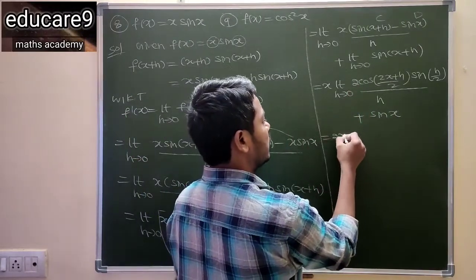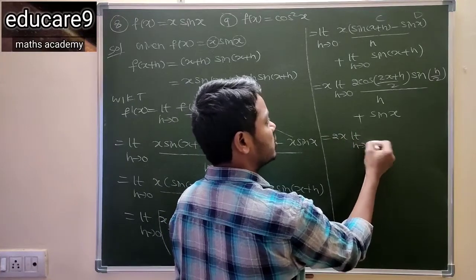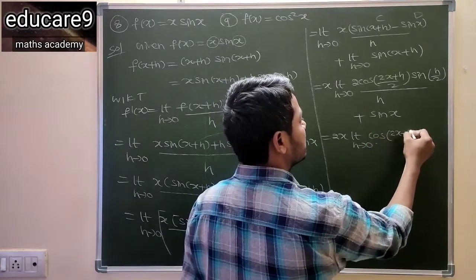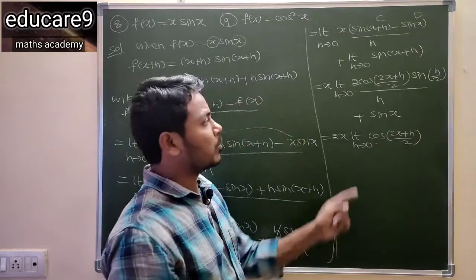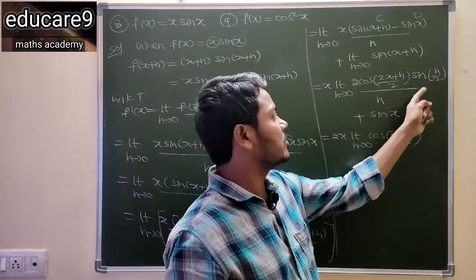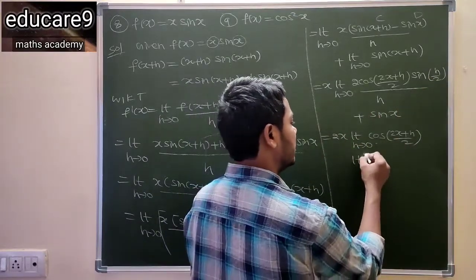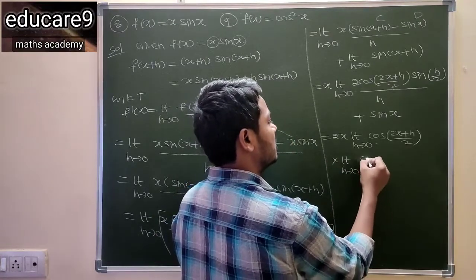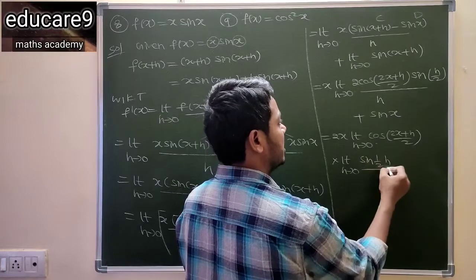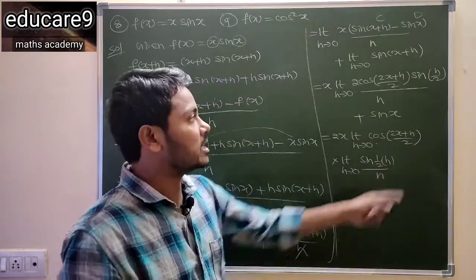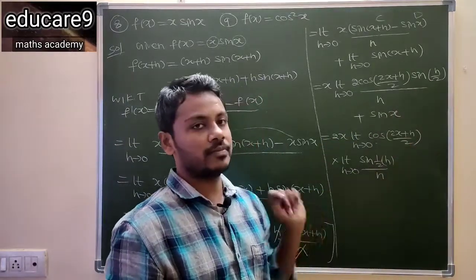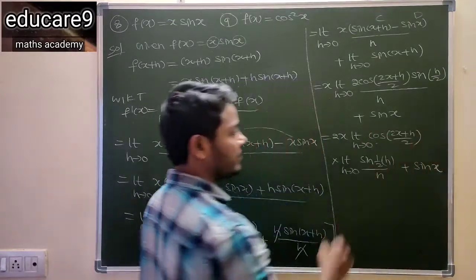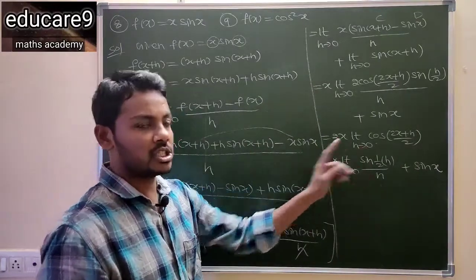This is 2x into limit h tends to 0 of cos((2x+h)/2), and apply the limit for the second function, sin(h/2) by h. This is limit into limit h tends to 0 of sin(h/2) by h. Okay. h by 2 we write as 1 by 2 into h, plus sin x, and apply the limit for this function.